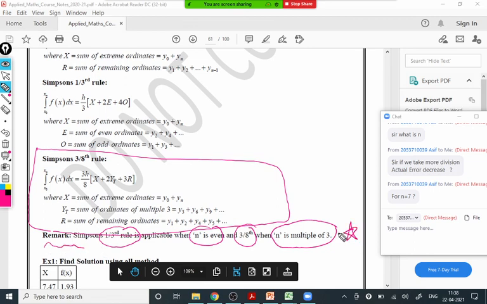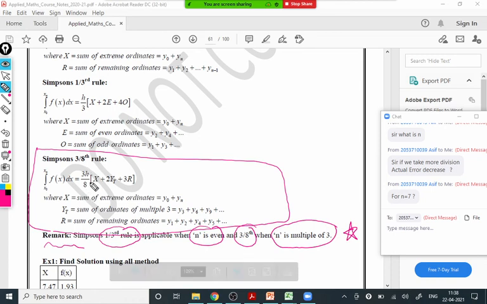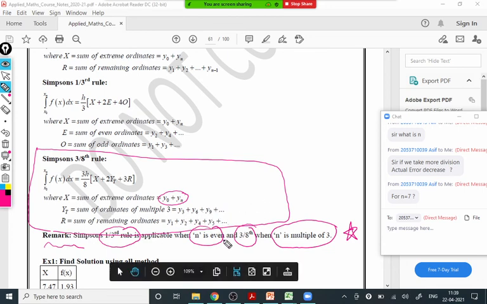Come to the formula of 3/8 now. It is 3h by 8. Obviously for trapezoidal the outside factor is h by 2, for the 1/3 rule it is h by 3, and for the 3/8 rule it is 3h by 8. That is about the outer coefficients. Then X is the sum of the extreme ordinates, y0 plus yn. Y_T is the sum of the ordinates which are multiples of 3, like y3, y6, y9, and so on. And R is the sum of the remaining ordinates.